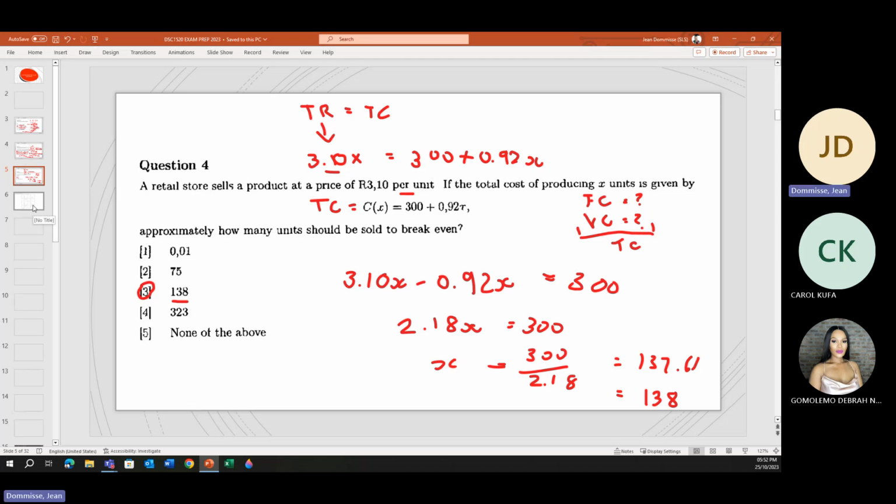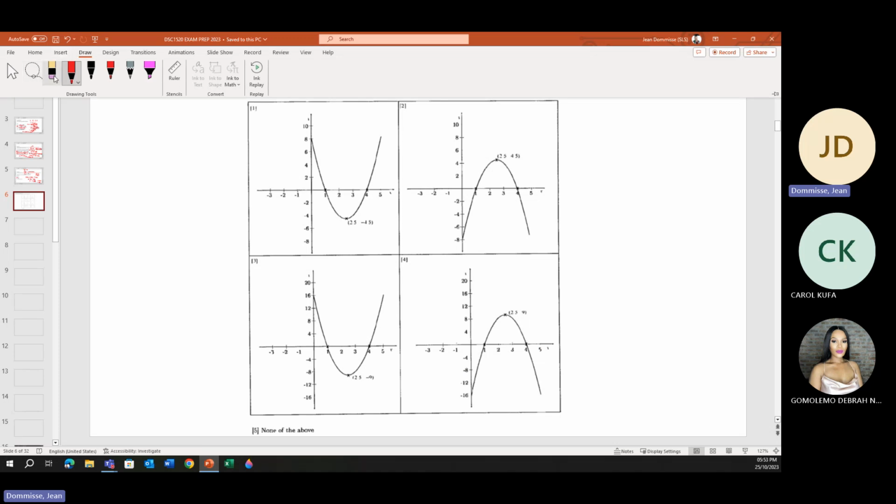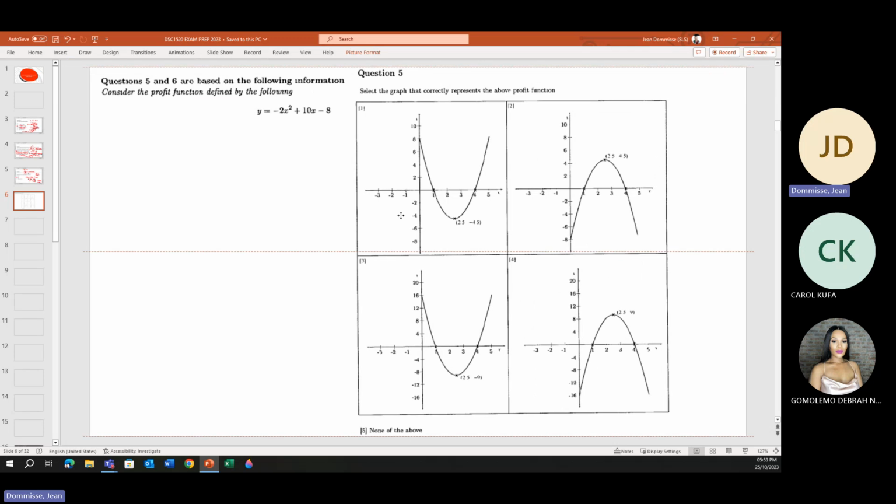Okay, cool. Next question. Okay, and I hope you guys can see this. So let me just see if I can move this a bit, so that you can see what else is given. Okay, so they tell us, so question 5 and 6 will all be part of this. Consider the profit function, and the profit function is minus 2x squared plus 10x minus 8.